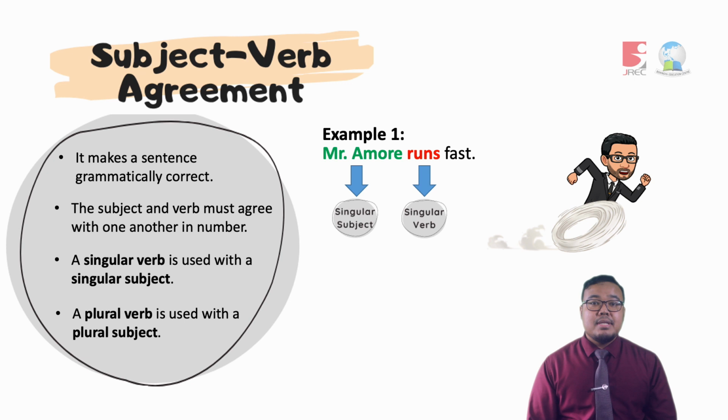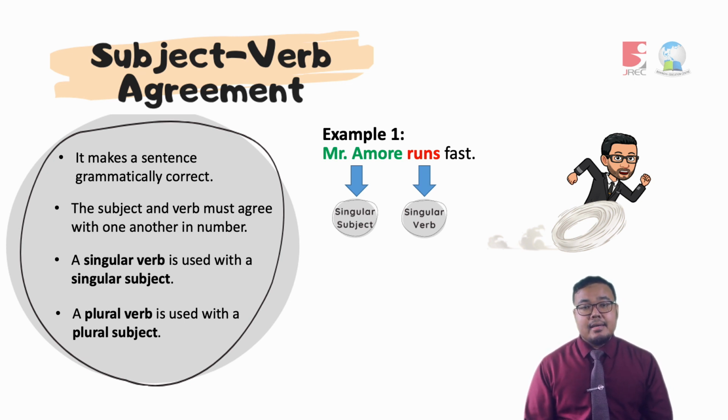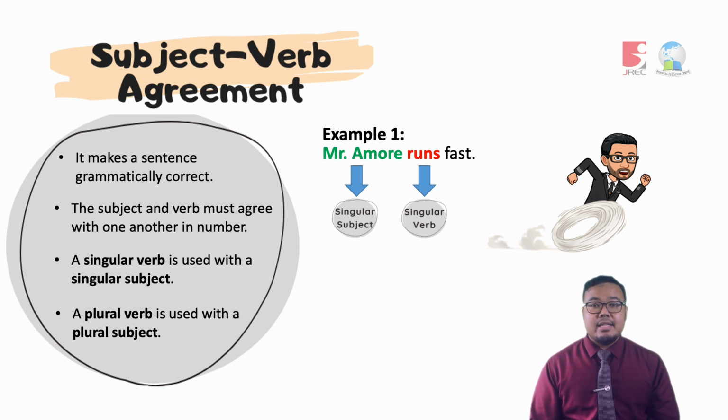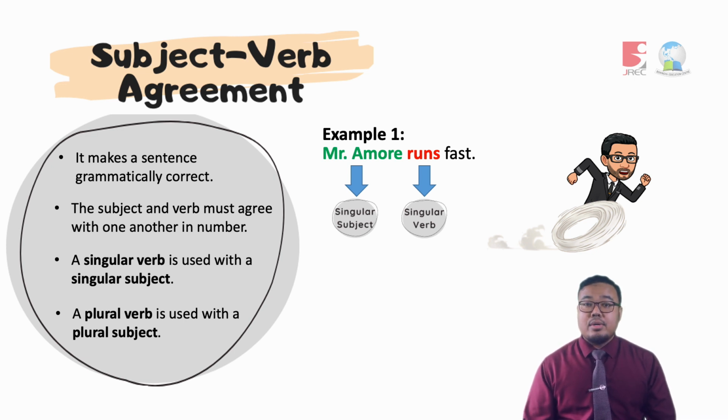Example number 1, Mr. Ammar runs fast. Okay, here Mr. Ammar is a singular subject. So, runs we use as a singular verb. We cannot use run, which is a plural verb. So, for Mr. Ammar, we have to use runs because it applies to subject-verb agreement. Okay, do you got it?